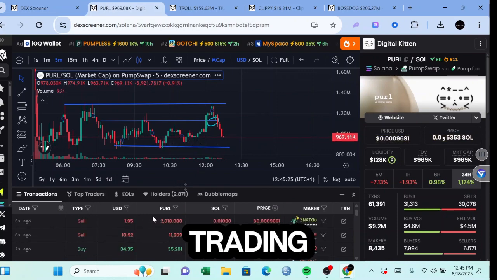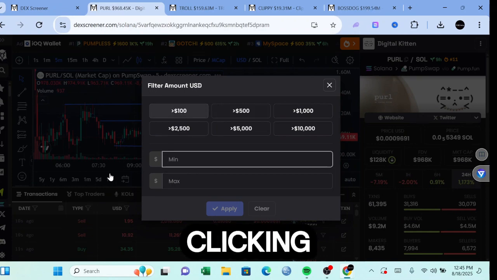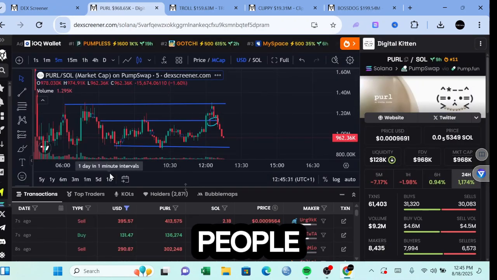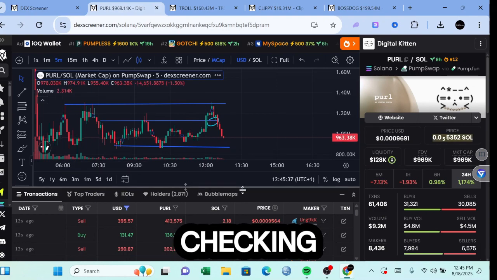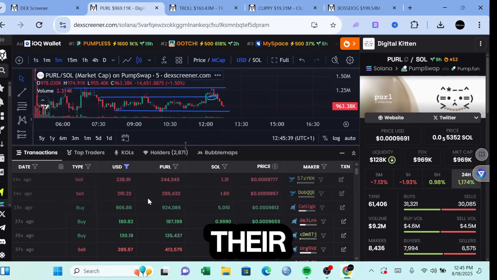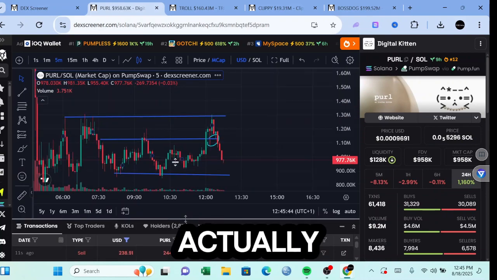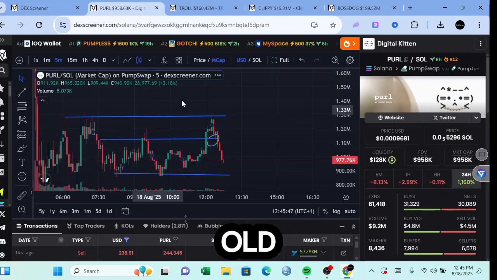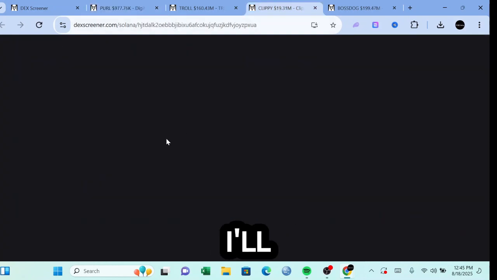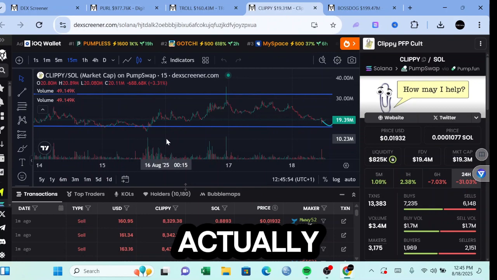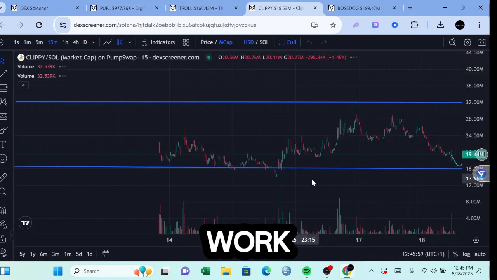Another way I use in trading new coins is putting this in USD and clicking on it. You get to see people putting large amounts of money into this particular coin, and they're probably checking its Twitter and website. Those are part of fundamental analysis. But guys, this gives you a hold of where you can potentially buy and where you can potentially sell. So I'll be analyzing the next coin, which is this particular one. This is also an old coin, so this probably works for it too.